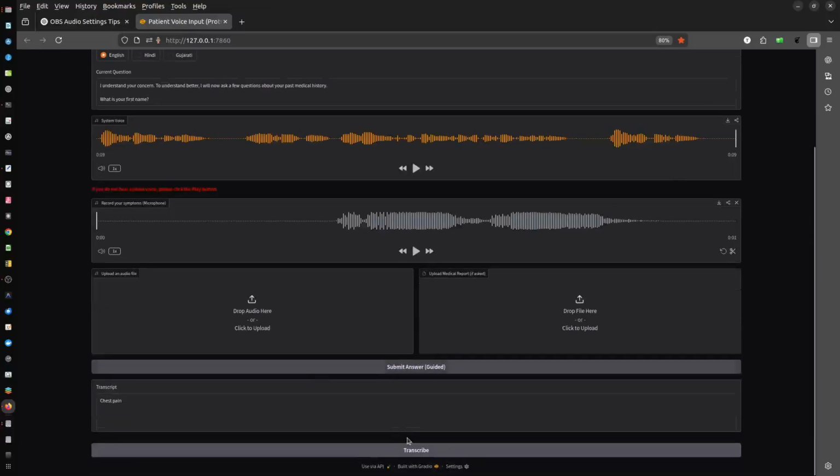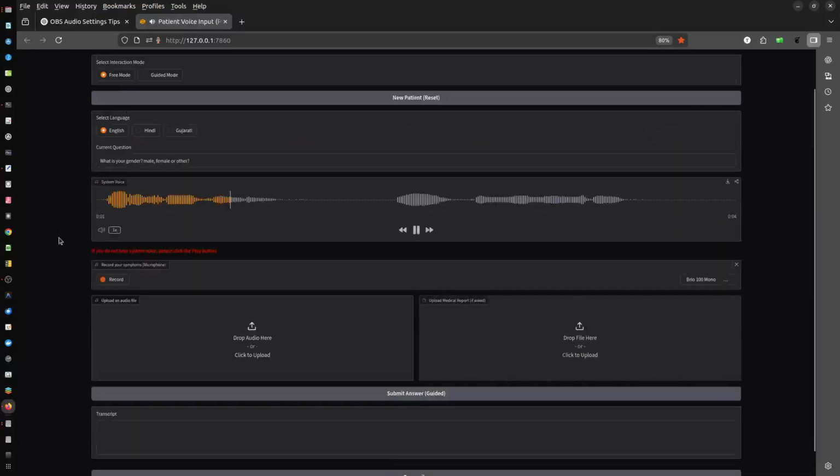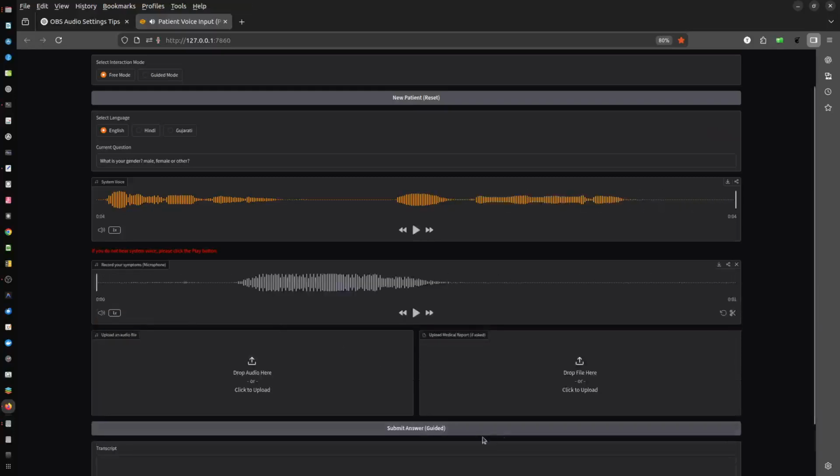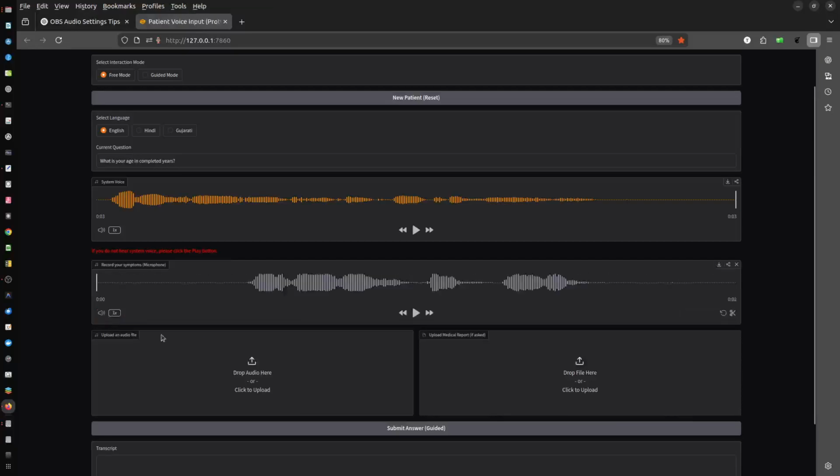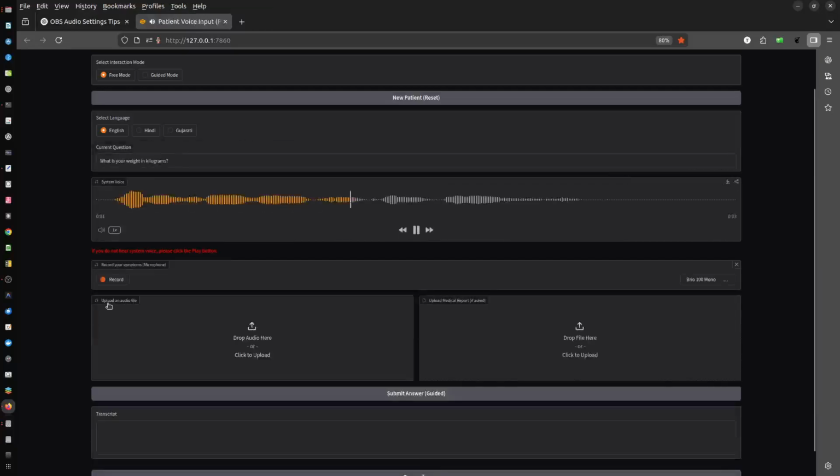Raja. What is your gender? Male, female, or other? Male. What is your age in completed years? 72. What is your weight in kilograms?